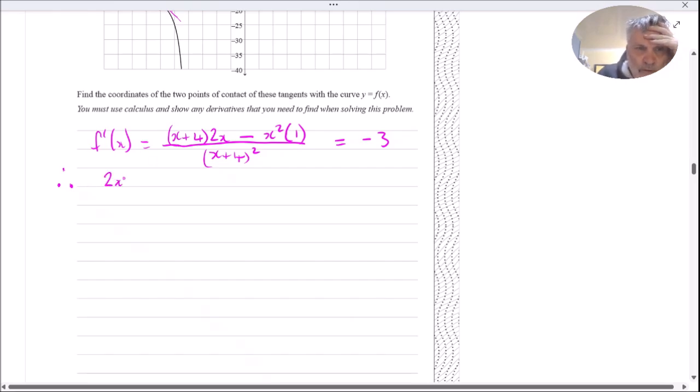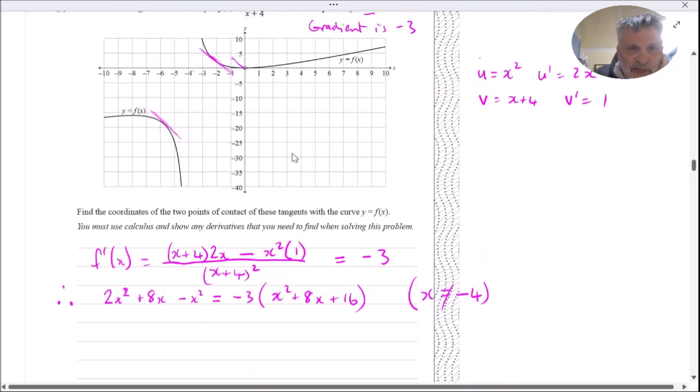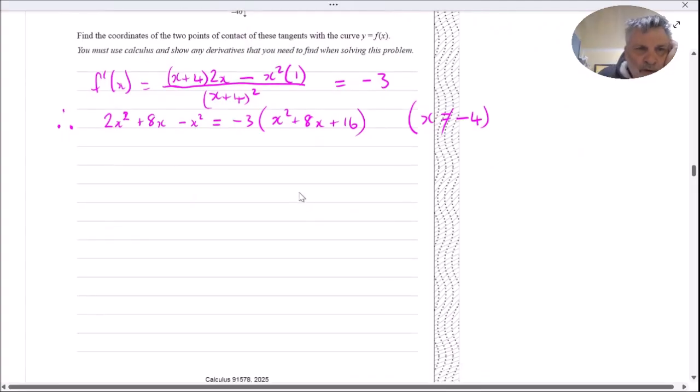2x squared plus 8x minus x squared has to equal -3 times x squared plus 8x plus 16. And if we're being very careful, we want to say that x can't be -4, because we don't have anything there, but x is -4 is this asymptote down here. So from our sketch, it doesn't look like that's going to bother us.